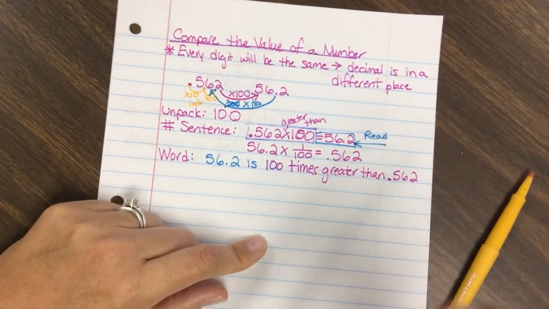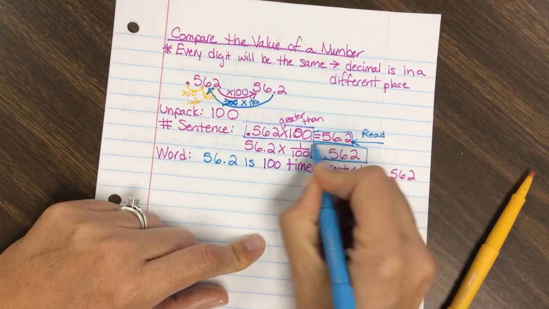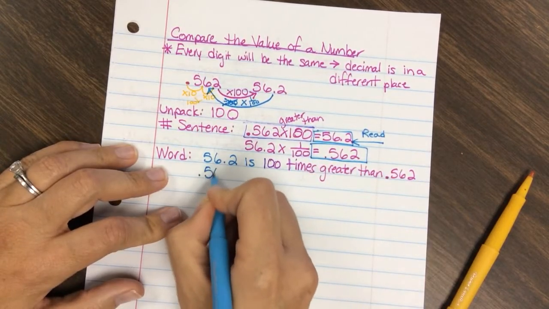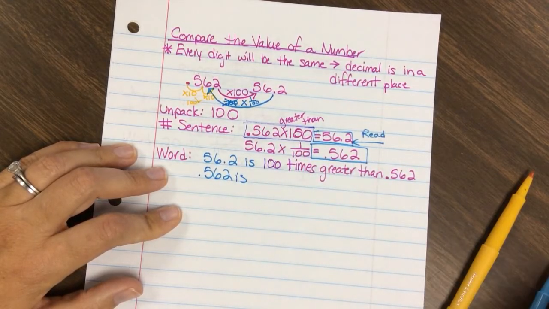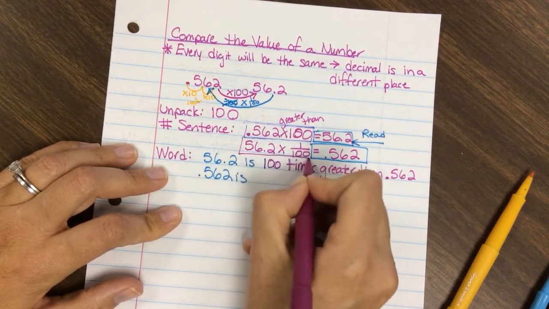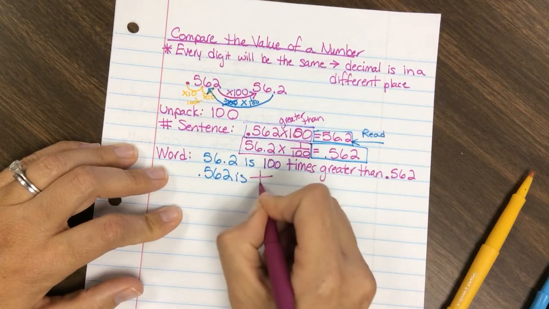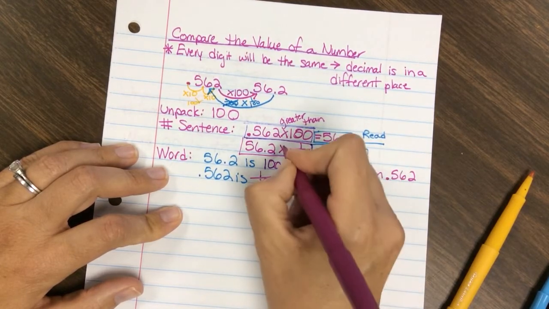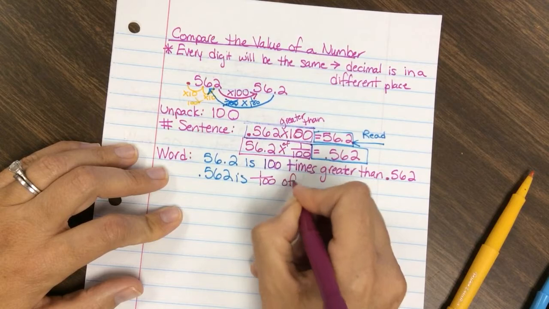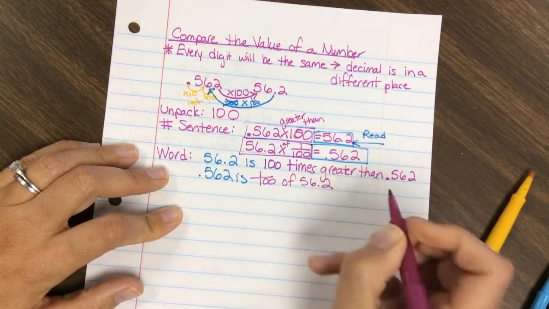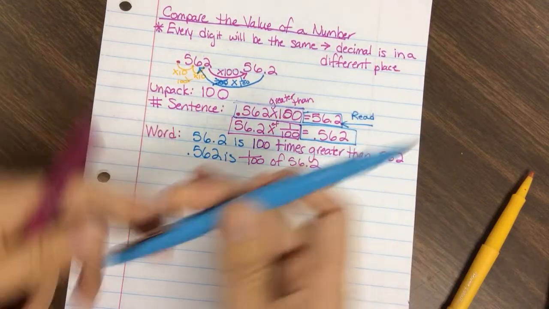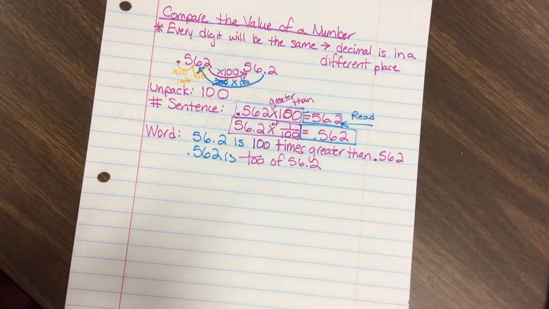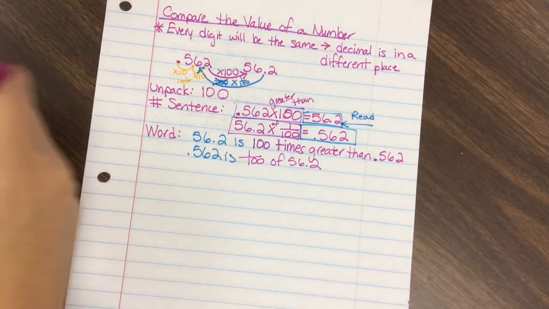All right, do the same thing here. Read it backwards. 562 thousandths is 1/100th of 56 and 2/10. And that's all we're doing. We're just taking the numbers and putting them into words. It's that math language, academic language.